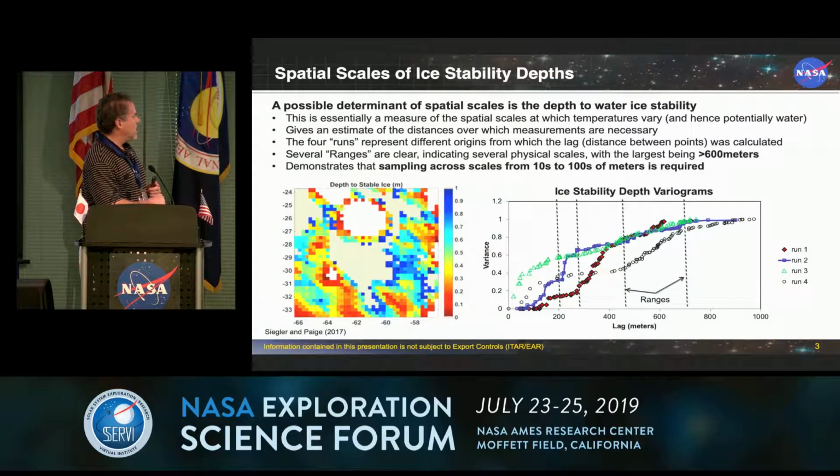Just using this data, which is for an area near the North Pole, it told us we needed to rove hundreds of meters to kilometers. But at the same time, you need to measure things down at the 10-meter scale. You can't just hop 1,000 meters and call it a day. There's a range of scales. Not surprising, but it's important to put it in quantitative numbers for a mission.